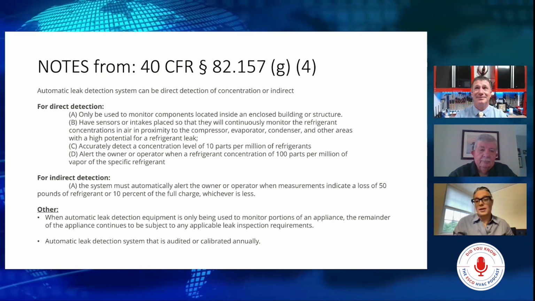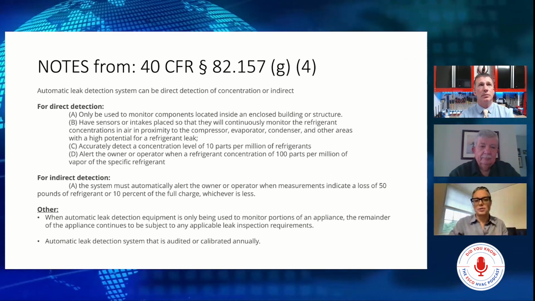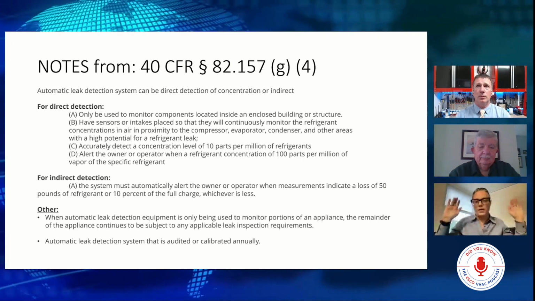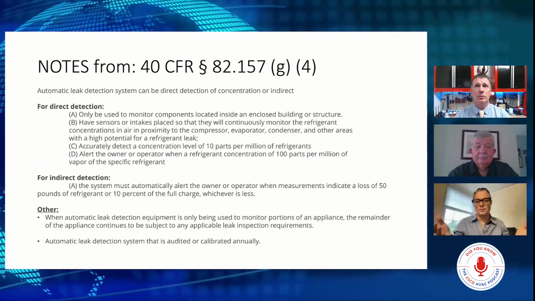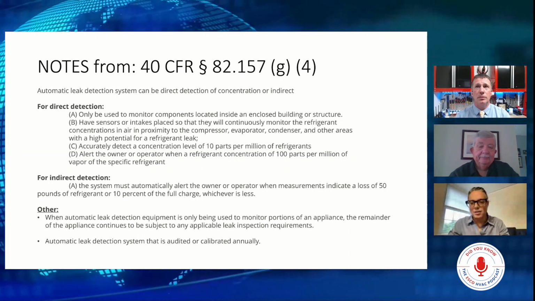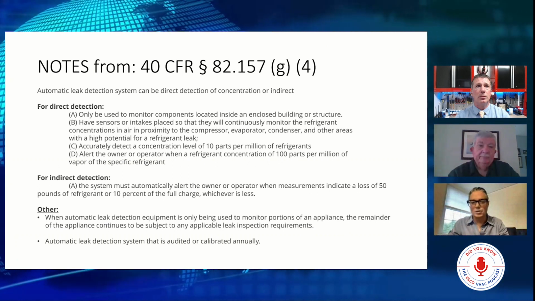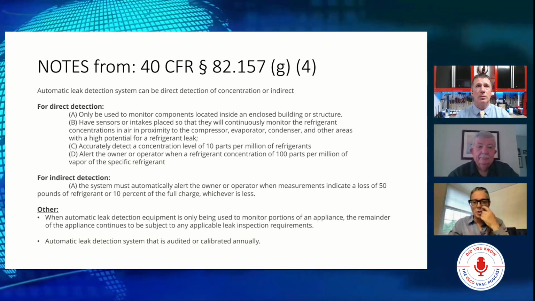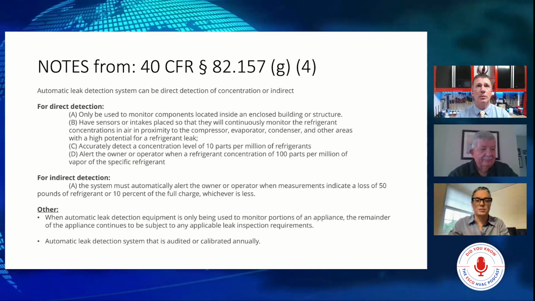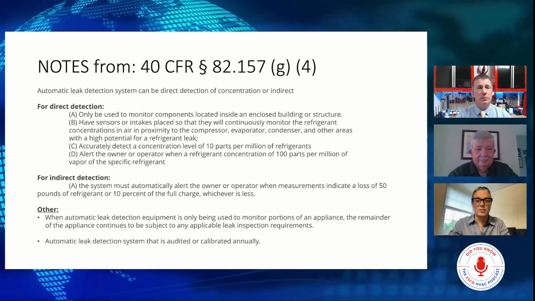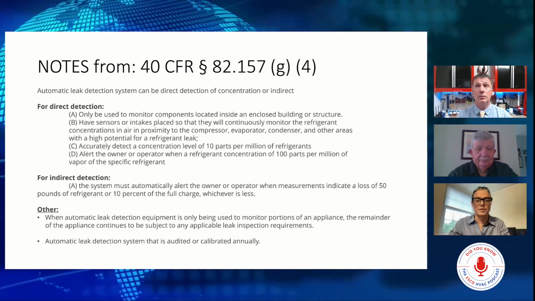And you're right. Indirect detection is good for very complex systems and for checking the entire system for a leak. And here, just from a technical standpoint, it has to be able to measure an indicated loss of 50 pounds of refrigerants or 10% of the full charge, whichever is less.